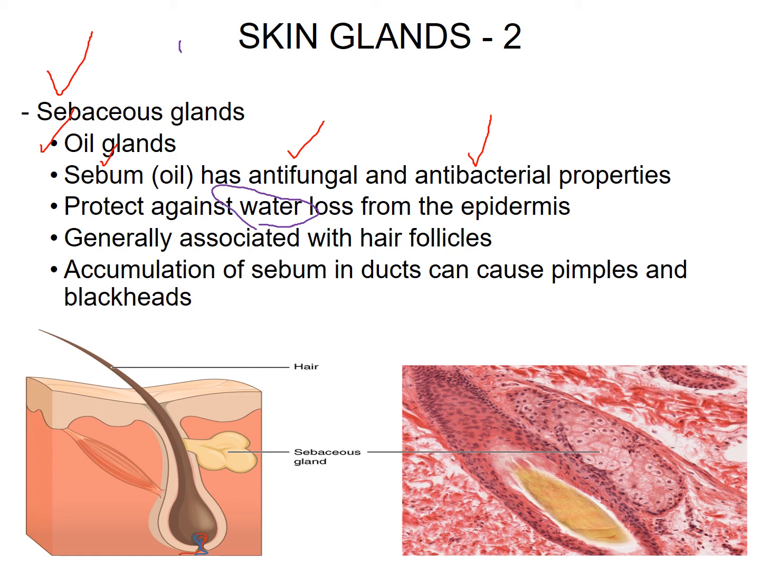And they're generally associated with hair follicles, so what happens is the gland is connected to the follicles. You can look at the pictures both on the left and right. Here is the oil gland, and it literally just secretes the oil onto the hair follicle. And then it just kind of works its way up onto the hair and then onto the skin.